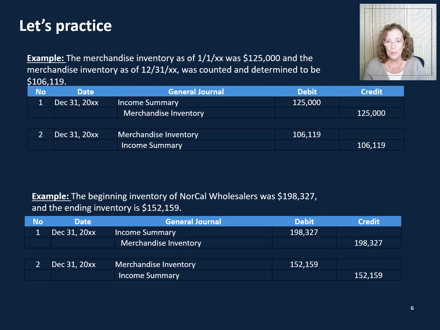Hope you found this video about the periodic inventory method, the inventory count variances, and inventory adjustments helpful.